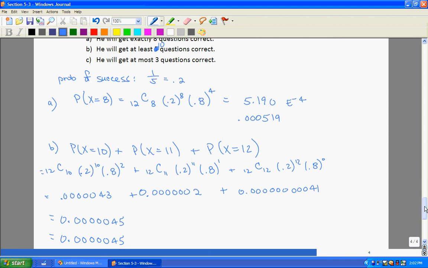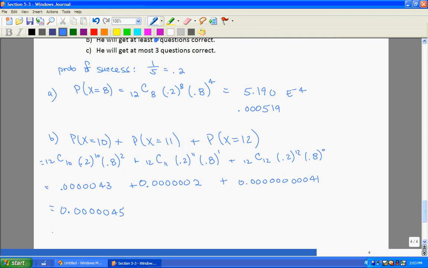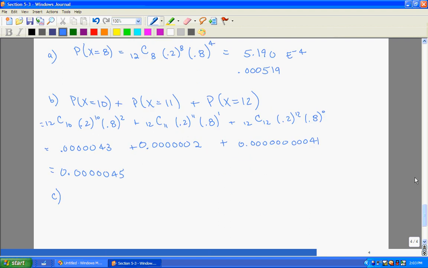But the point I wanted to illustrate here is for at least, we're taking that number 10, but also saying he could have gotten 11 correct or 12 correct, and we're going to sum up all those probabilities, but I had to find a binomial probability for each one separately and then add them up. In like fashion for C, the probability that he will get at most 3 questions correct, well, 3 is the most he can get correct, so we're saying, well, he could also only get 2 right, or he could only get 1 right, or he could even get none of them right. So we're going to add up all of those individual probabilities.